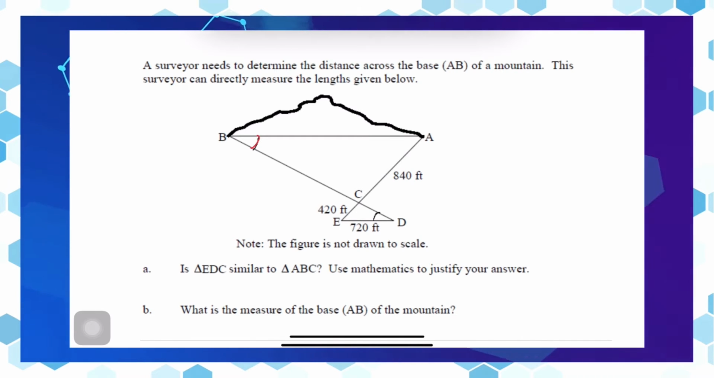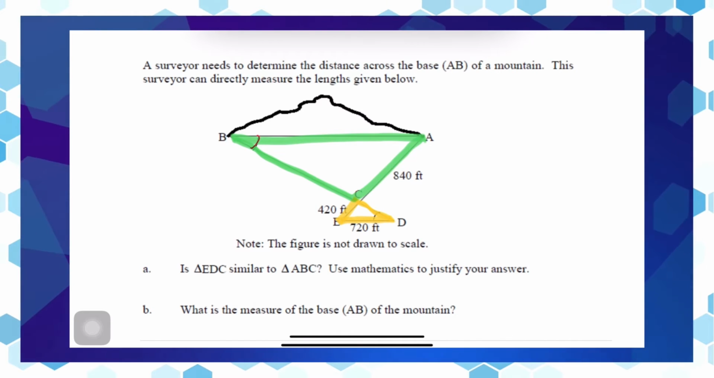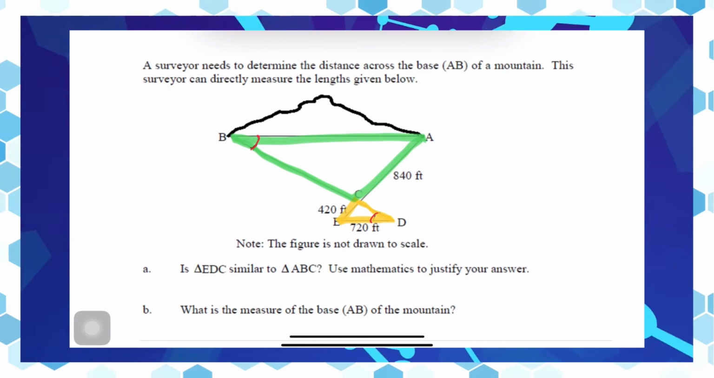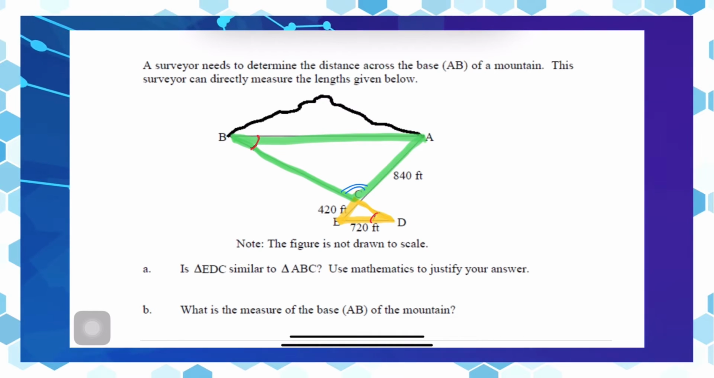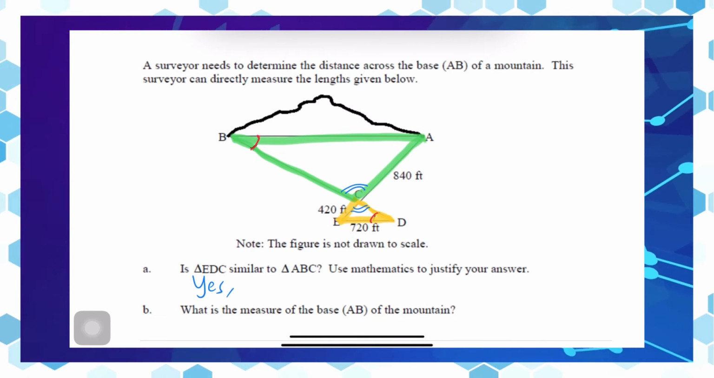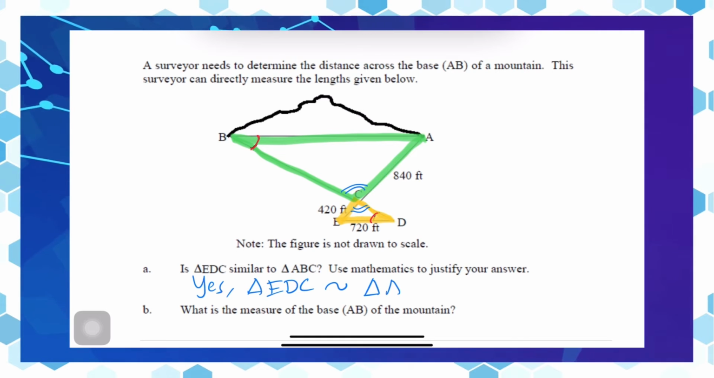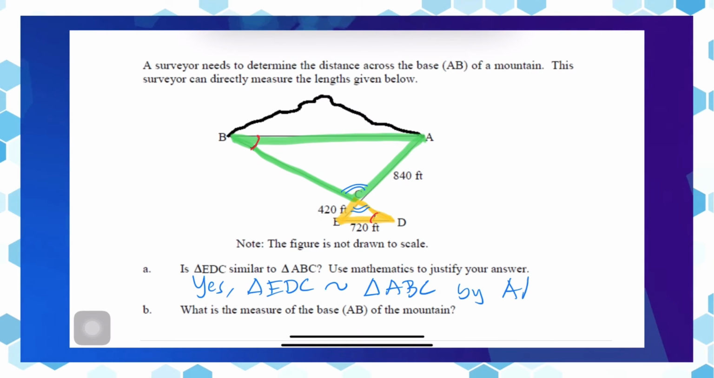Let's go ahead and highlight the two triangles. EDC, that's the first one, and the other triangle is ABC. We know that angle A is congruent to angle D, that's given. Also, angle ACB is congruent to angle ECD because they are vertical angles. Since we have two pairs of congruent angles, therefore we can conclude that the triangles are similar. We say, yes, triangle EDC is similar to triangle ABC by AA similarity.